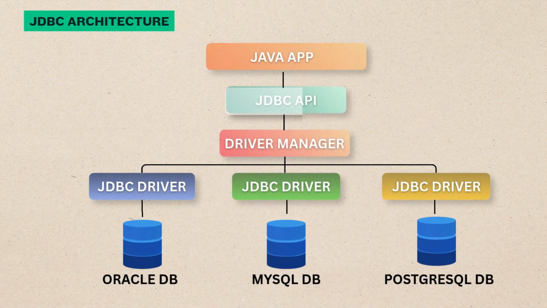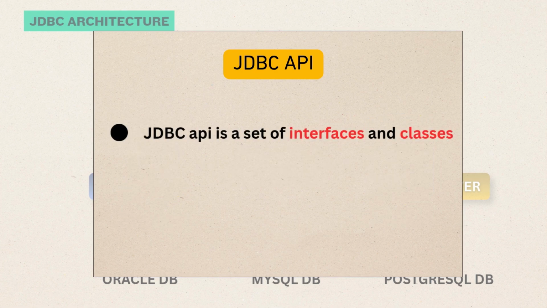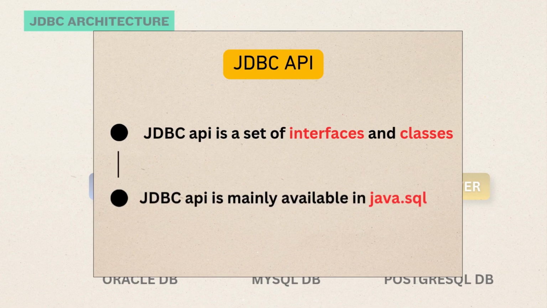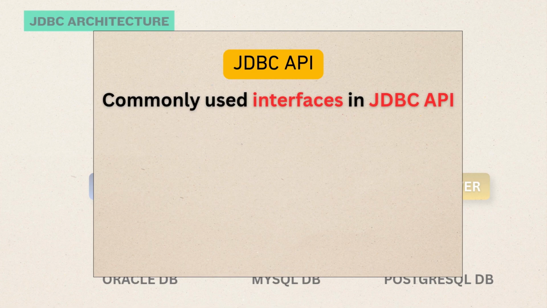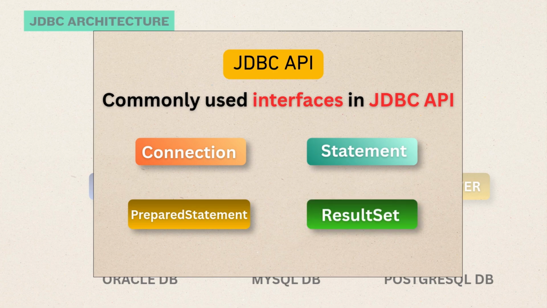Now let's move to the next component in the architecture, which is the JDBC API. The Java application interacts with the database using the JDBC API. The JDBC API is a set of interfaces and classes provided by Java that allow a Java program to work with databases. These APIs are mainly available in the java.sql package. Some of the most commonly used interfaces in the JDBC API are Connection, Statement, PreparedStatement, and ResultSet. These interfaces allow the Java application to send SQL queries and receive results from databases.